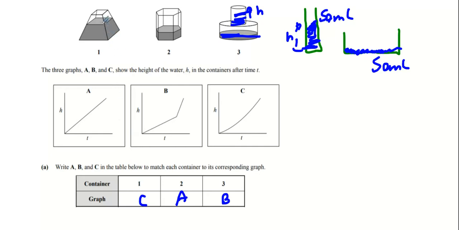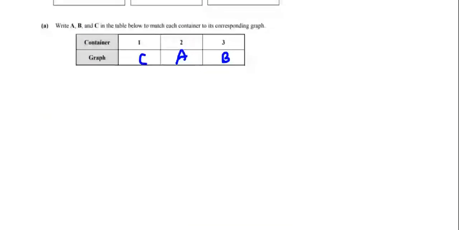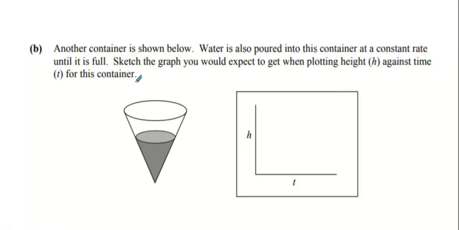The height rises quicker as time goes on because it's narrower at the top, which means the height is going to increase quicker towards the end. Now this is the exact opposite. This is where the height increases rapidly at the start, but then the area gets bigger at the end. So it's going to increase rapidly at the start, but then it's going to peter off and get slower, like this. Okay, and that's your graph.